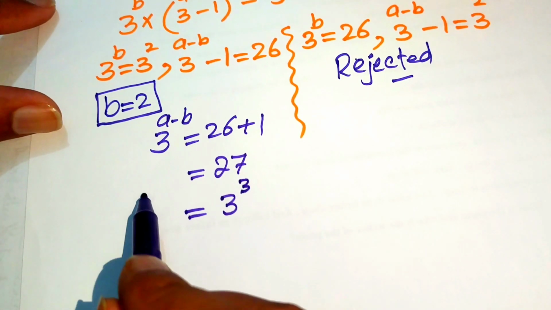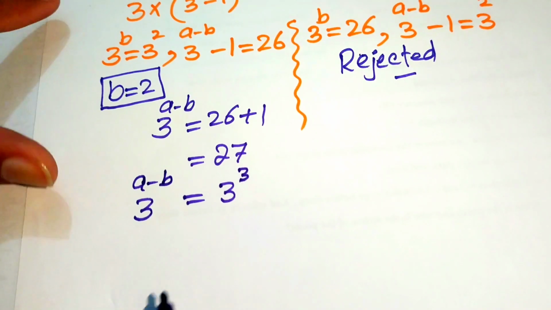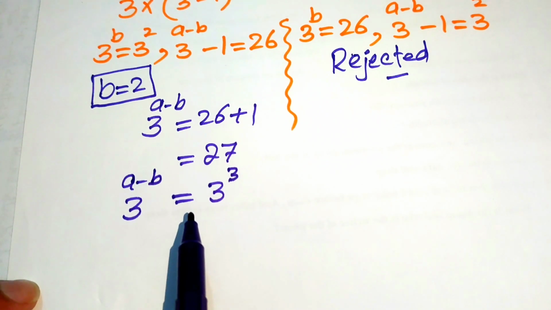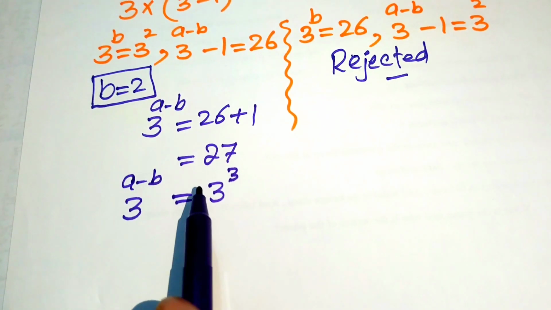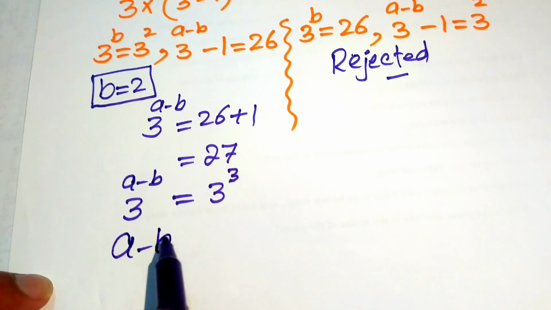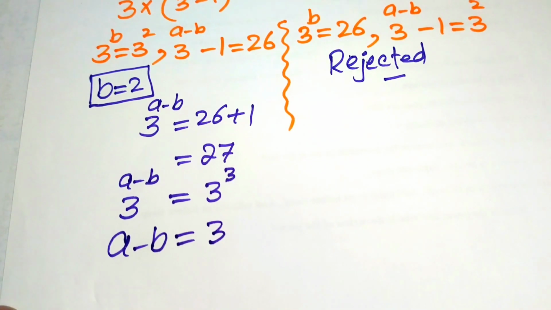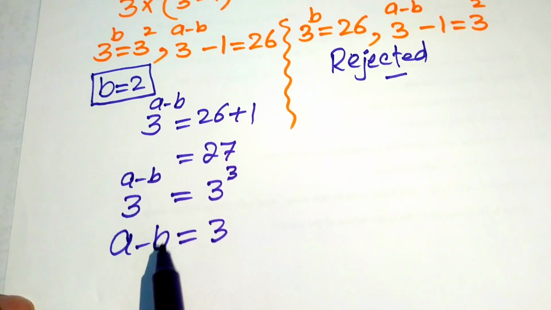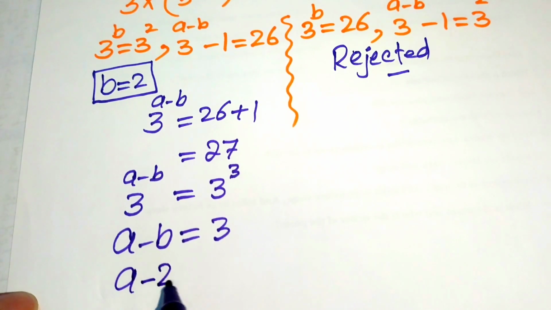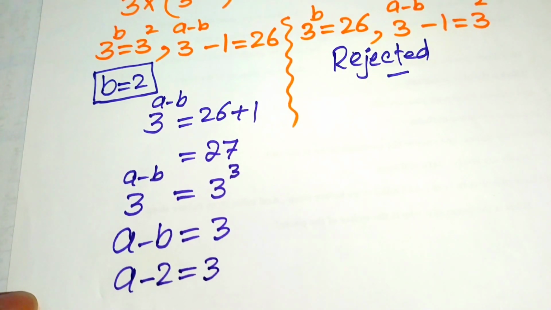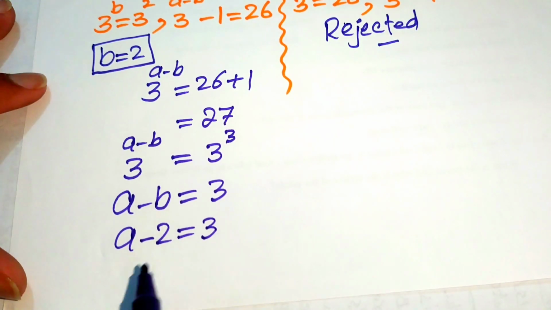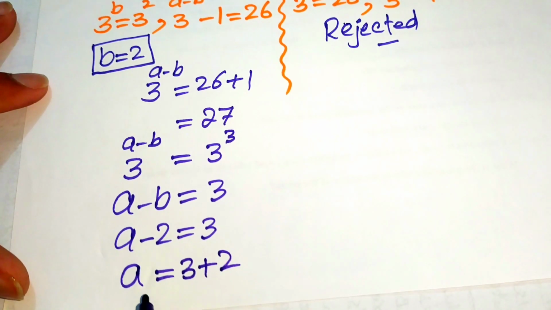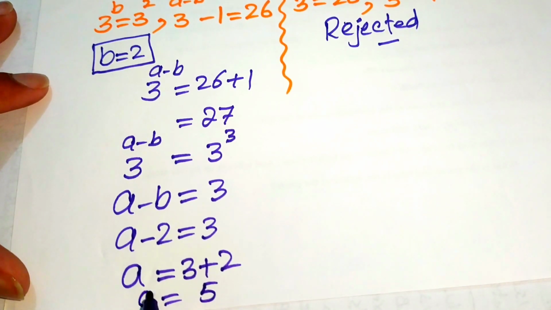In the left hand side we have 3 to the power of a minus b, and now we compare both sides. You see that the bases on both sides are the same, so we equate the exponents, and we get a minus b equals 3. Now we substitute the value of b, which is 2, so it becomes a minus 2 equals 3. In the next step we move this -2 to the right hand side, and finally we get the value of a equals 3 plus 2, and we know that 3 plus 2 equals 5.